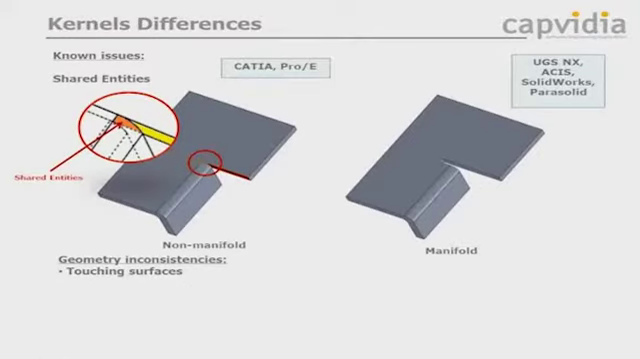Another issue you've probably seen if you've worked in SolidWorks with data from CATIA or ProE: CATIA and ProE allow touching surfaces. That's called non-manifold topology. Whereas SolidWorks and Unigraphics and ACIS do not. So that's another difference between kernels that can show up as you're working with different types of data from different CAD systems.